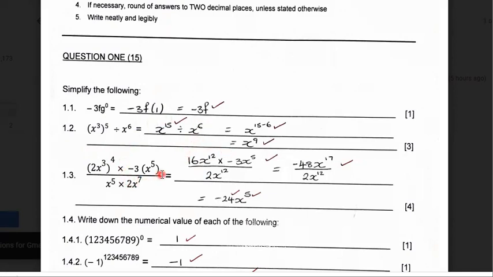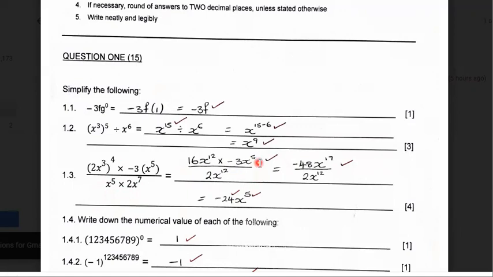Minus 3 times x to the power 5 gives us minus 3x to the power 5. And looking at our denominator, we've got x to the power 5 times 2x to the power 7. Again, we have the same base. You have an imaginary 1 in front of your x to the power 5. 1 times 2 gives us 2. And x to the power 5 times x to the power 7 means you write your base down and you add your exponents, thus resulting in an exponent of 12.